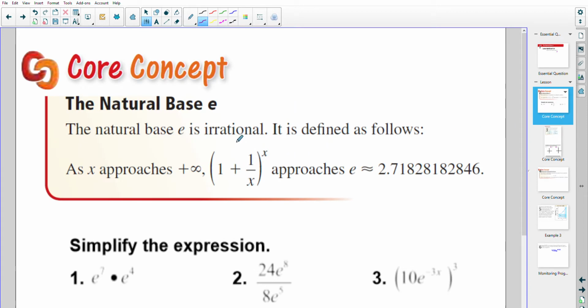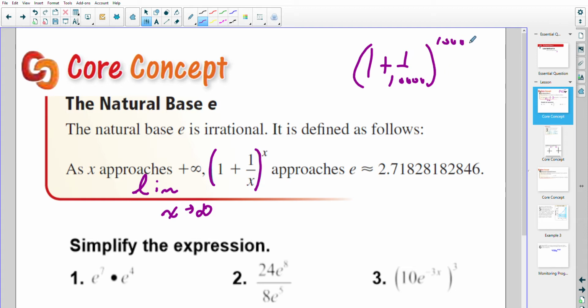Now, one way to get this, there are several ways, but one way is to see that (1 + 1/x)^x approaches e as x goes to infinity. So that's like a limit as x goes to infinity of this. It approaches that. For example, if you were to put in (1 + 1/10,000)^10,000, you would see that that number is going to be fairly close to this. Of course, it'd be closer if it were 1 billion on the bottom and as an exponent.